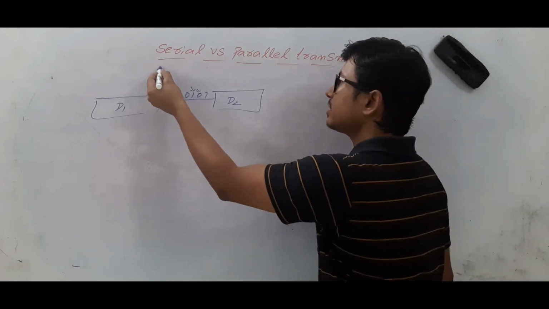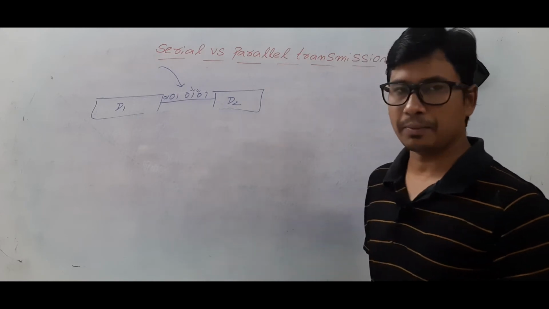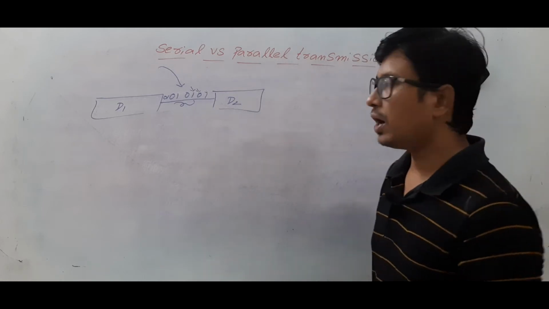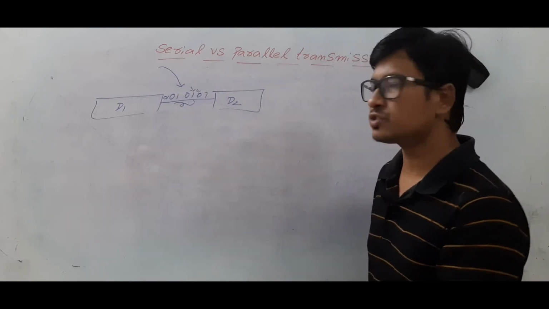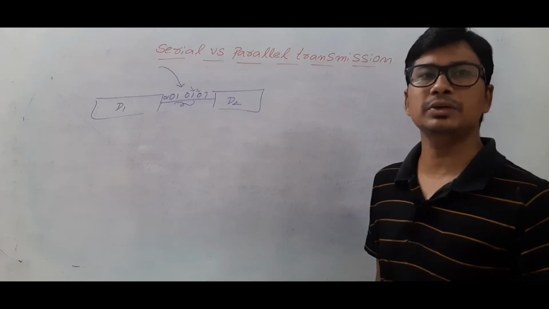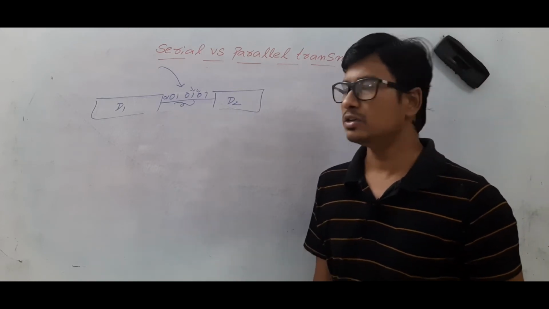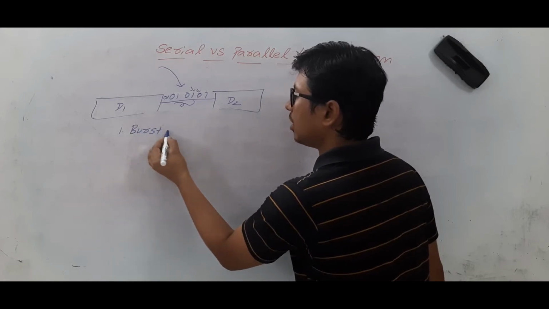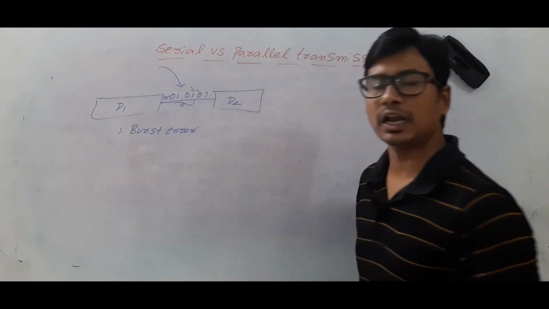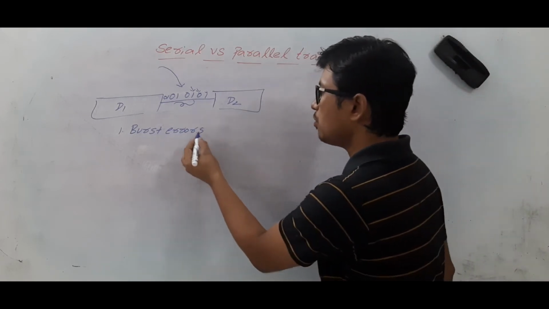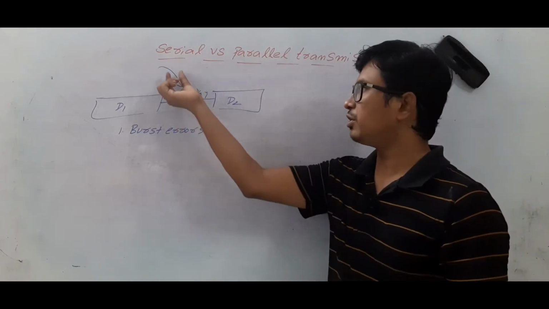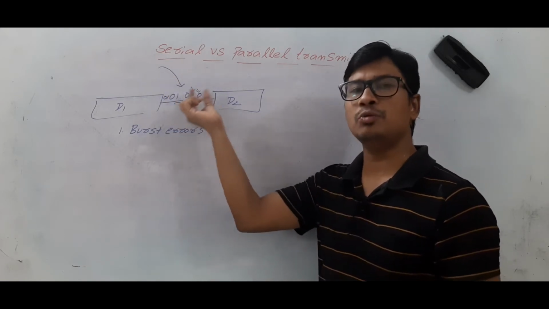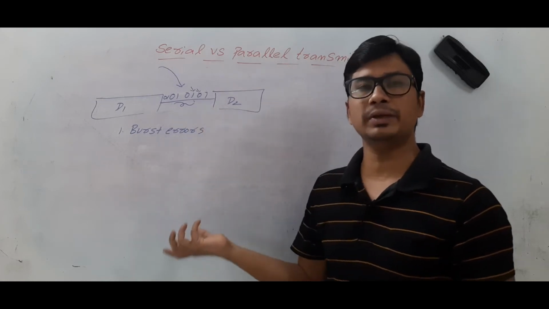Suppose noise is generated. Am I right or wrong? If the noise is generated for some amount of time, all the bits that are carried or transferred during that time will be corrupted. Am I right or wrong? So we can say that we will get burst errors, or a larger number of bits will be corrupted. Because when we are sending this data, if noise occurs for X amount of time, then all the bits I have transferred during that time will be corrupted.